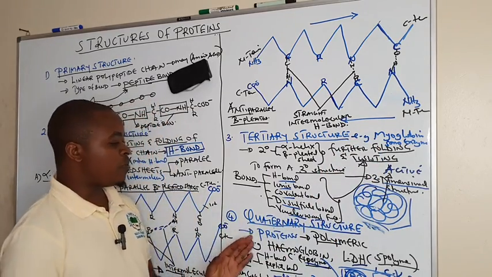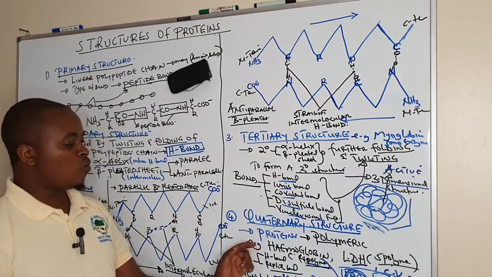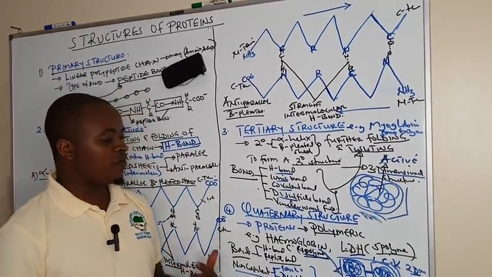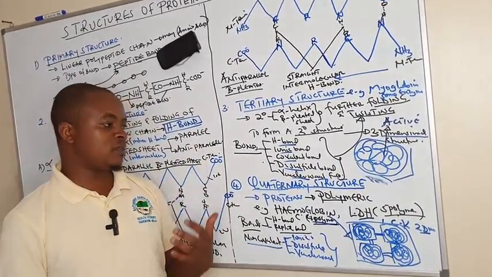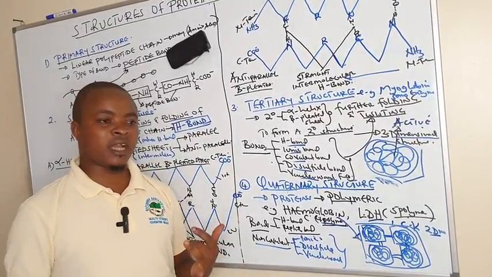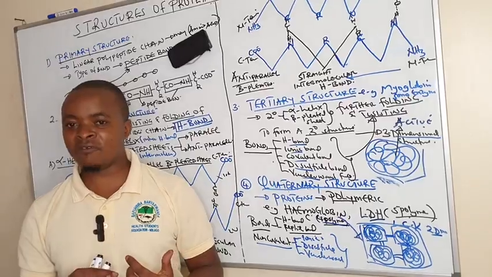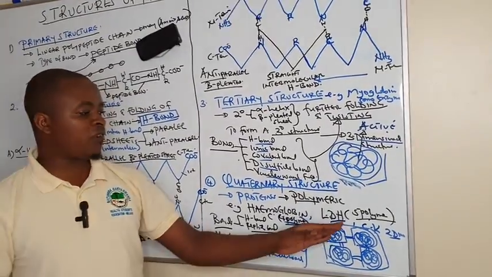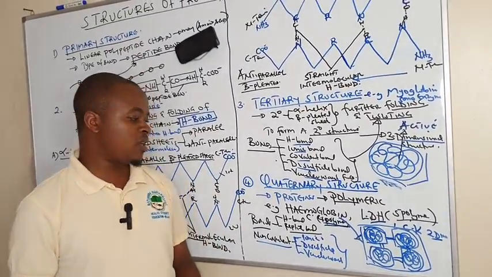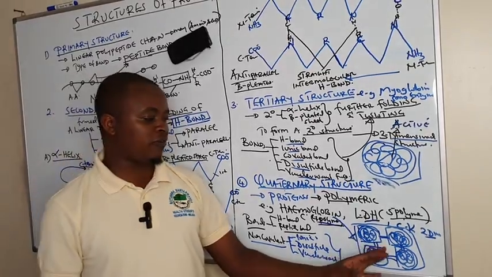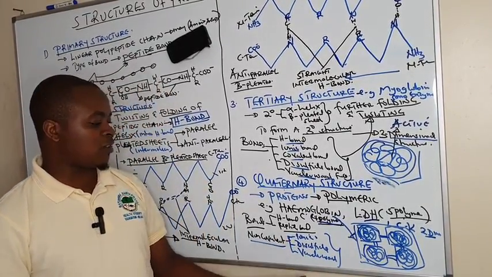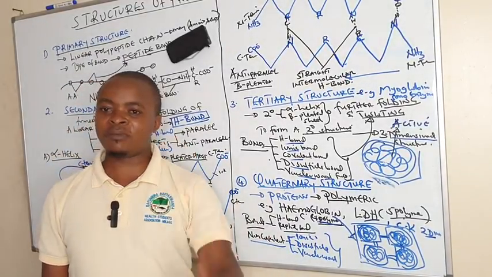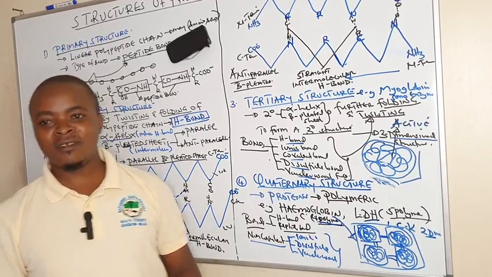Then we ended with the quaternary structure, which is found in proteins that are polymeric, having different polymers. Some can have 2, like creatine kinase, others can have 4, like hemoglobin, and another can have 5, like LDH, and so forth. They are joined together by different bondings: the disulfide bridges, ionic interactions, van der Waals forces, hydrogen bond, and peptide bond.